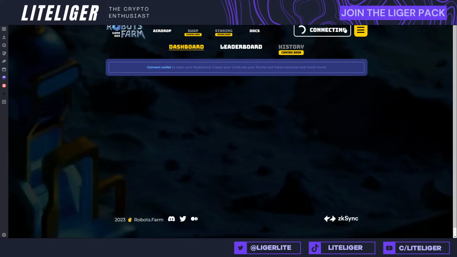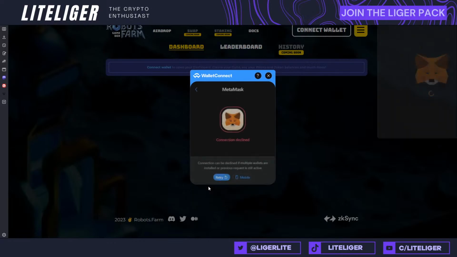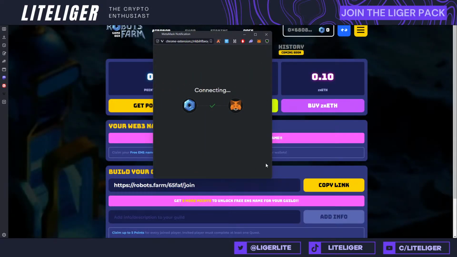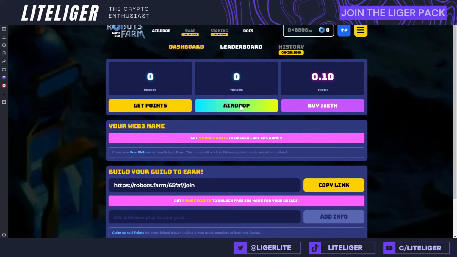And basically, let's actually connect the wallet here. So we're going to be using MetaMask. All right, wallet connect, and here we are. And they are doing the airdrop themselves. And this is my thesis about doing these grind things.